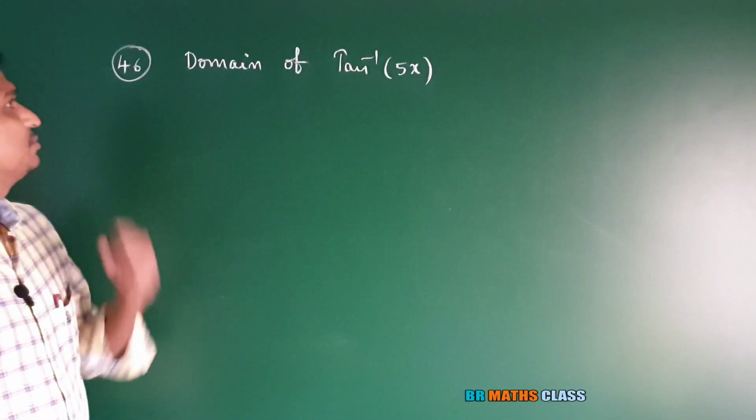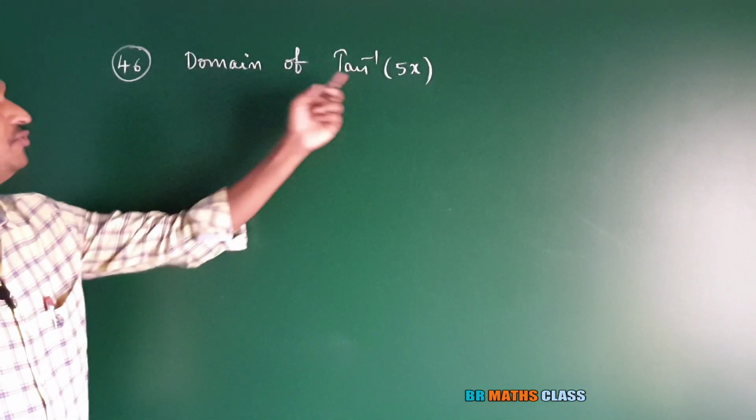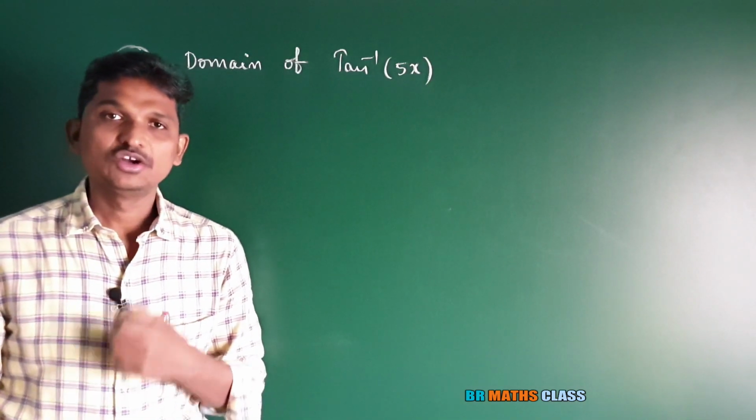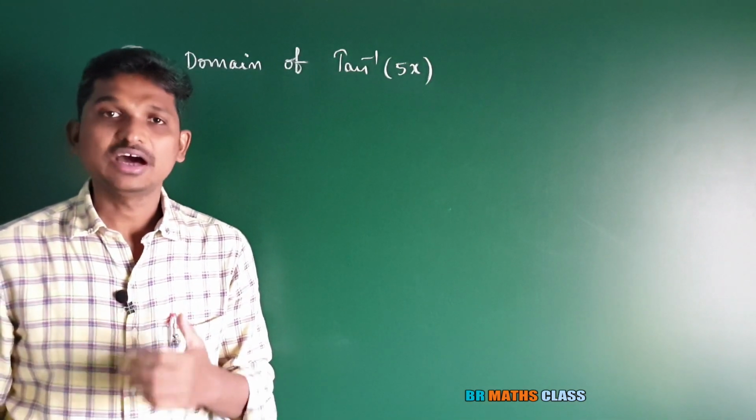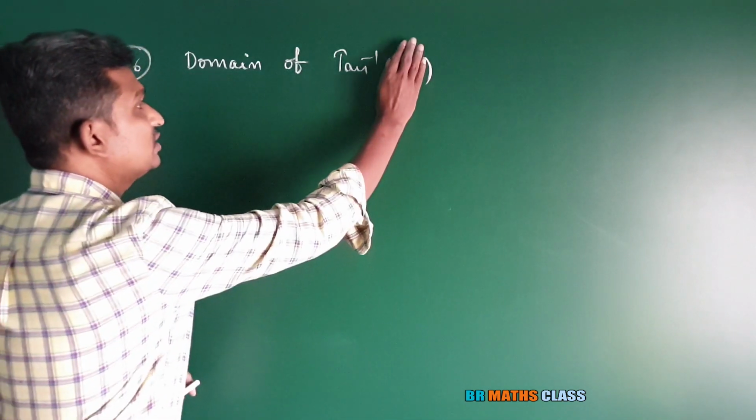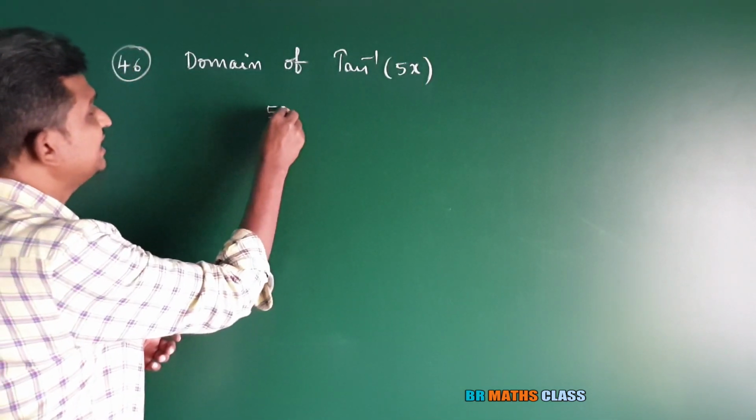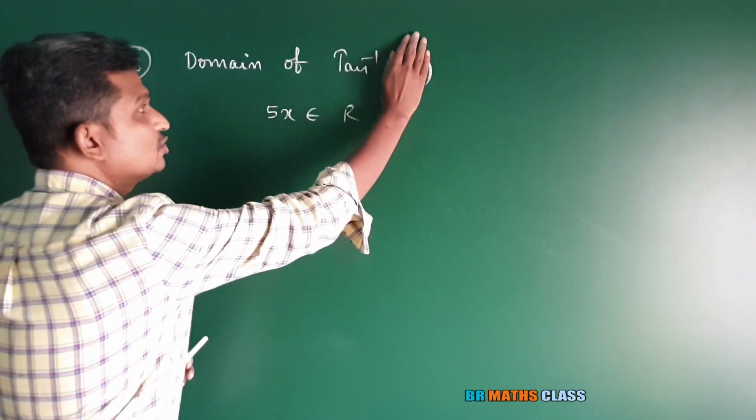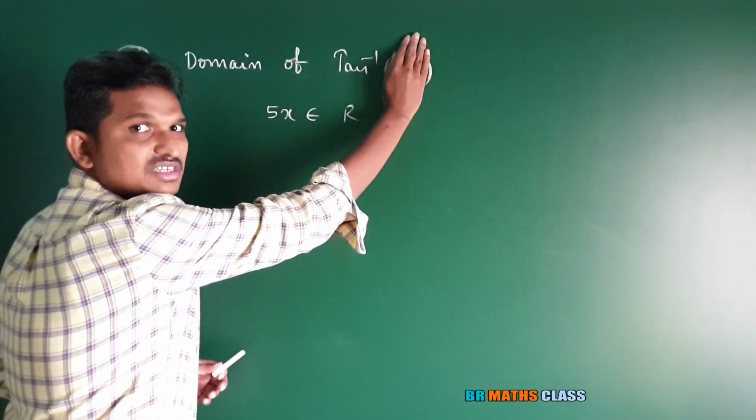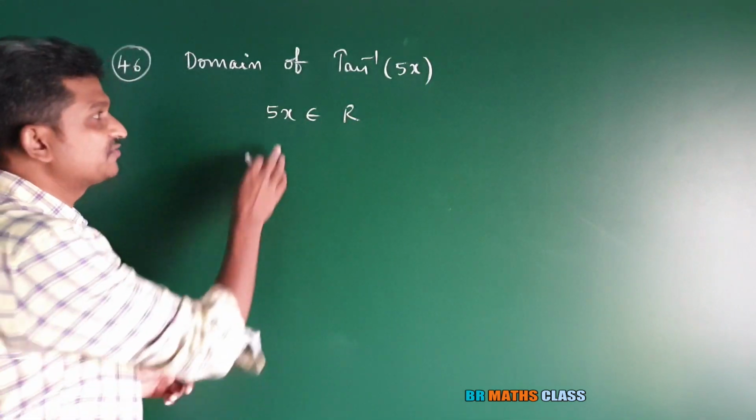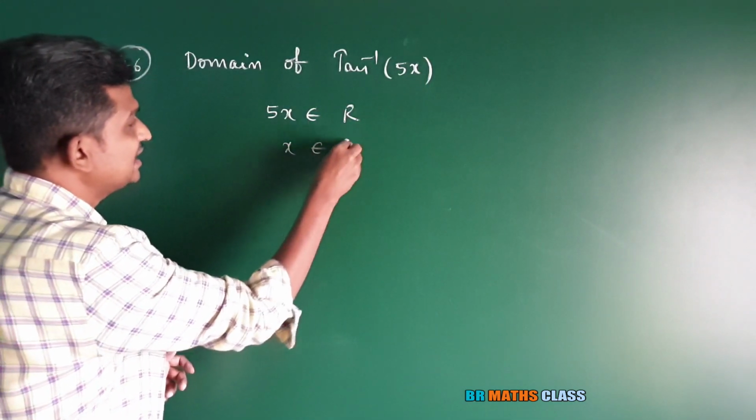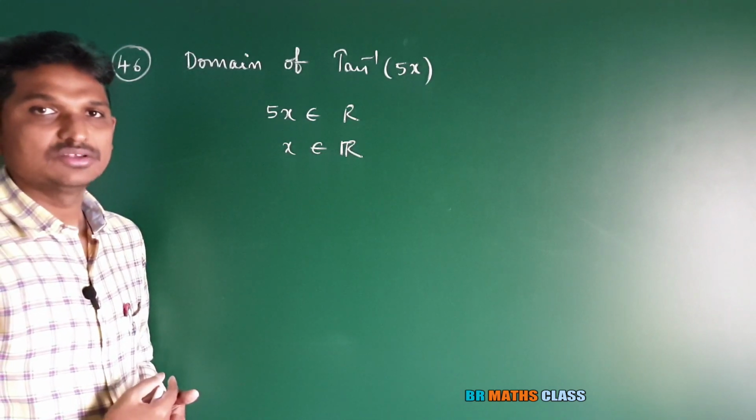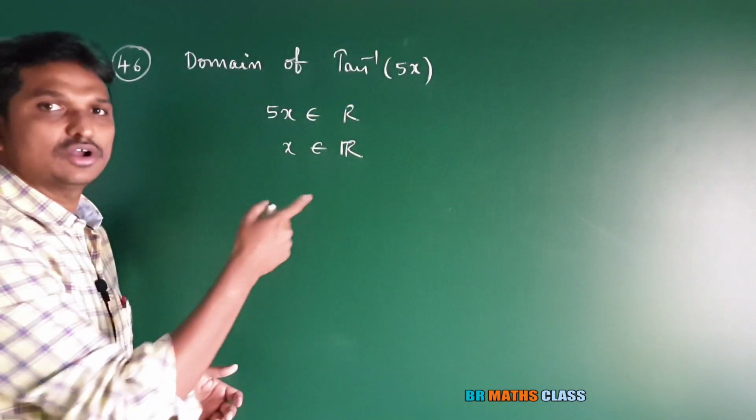You observe this question number 46, domain of tan inverse of 5x. What is the domain of tan inverse of x? Domain of tan inverse of x is all real numbers. So whatever the expression is there, it must be any real number. 5x is a real number because the tan inverse x domain is all real numbers. As 5x is a real number, x is a real number or not? Yes. If 5x is a real number, then x is a real number. So this function is defined for all real numbers.